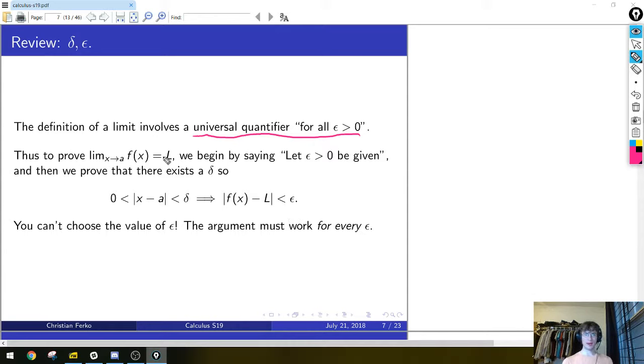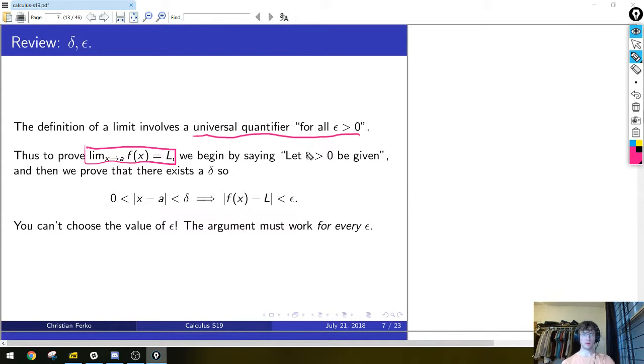So if you ever want to prove that a limit exists, if you are asked to prove a statement with this form, you always have to show that the definition is satisfied for any epsilon, which is why you always start by saying let epsilon greater than 0 be given, and then you construct an argument that builds up a delta, so that this long implication is true.